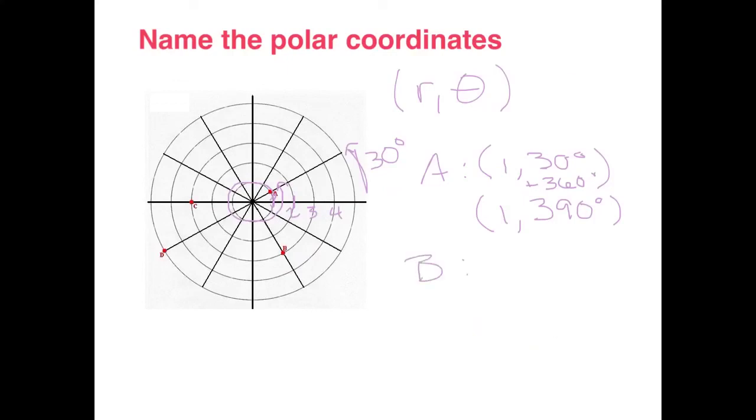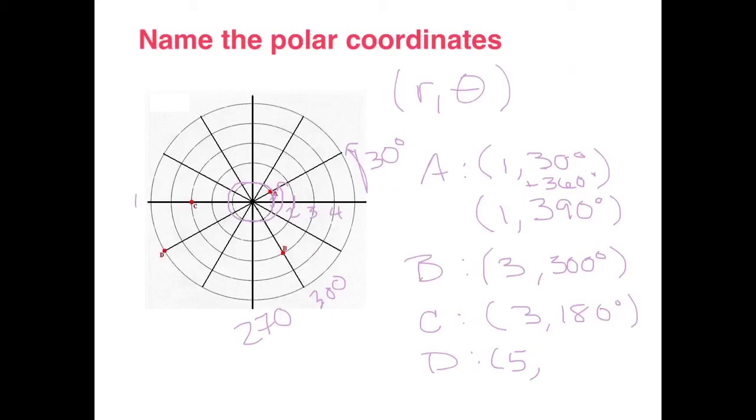For point B, it has a radius of 3, and it's at 300 degrees. Again, we could add 360 to that. Point C would be at 3, 180. Point D is all the way out at a radius of 5. This is 180, add 30 to that, and we get 210. Let me know in class if you have questions on this.